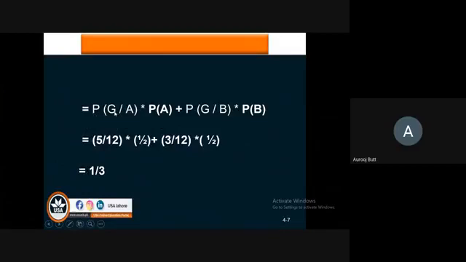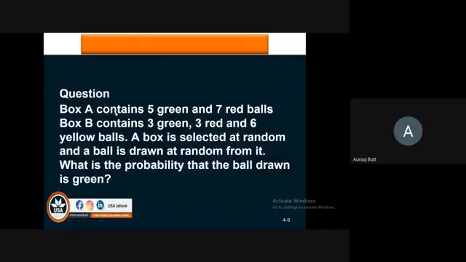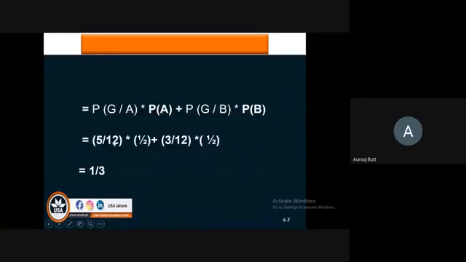Out of these 12 balls, you have to select the probability that the ball selected is green in color. So how many green balls are there? 5 green balls. So 5 by 12 is the probability that the green ball is chosen from box A. Now, what does probability of A mean? That the ball selected came from box A. The total number of boxes is 2 and box A is selected. What's that possibility? That is 1 by 2.